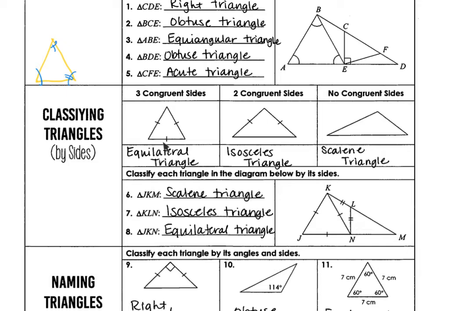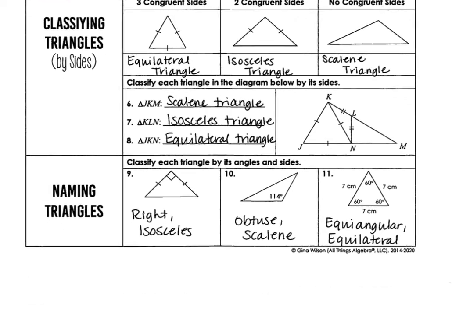And we use the hash marks to indicate congruency. So again, 6, 7, and 8, you've got 3 triangles classified by their sides. So for example, triangle JKM looks like it's scalene because this side is not congruent to this side, which is not congruent to that side.